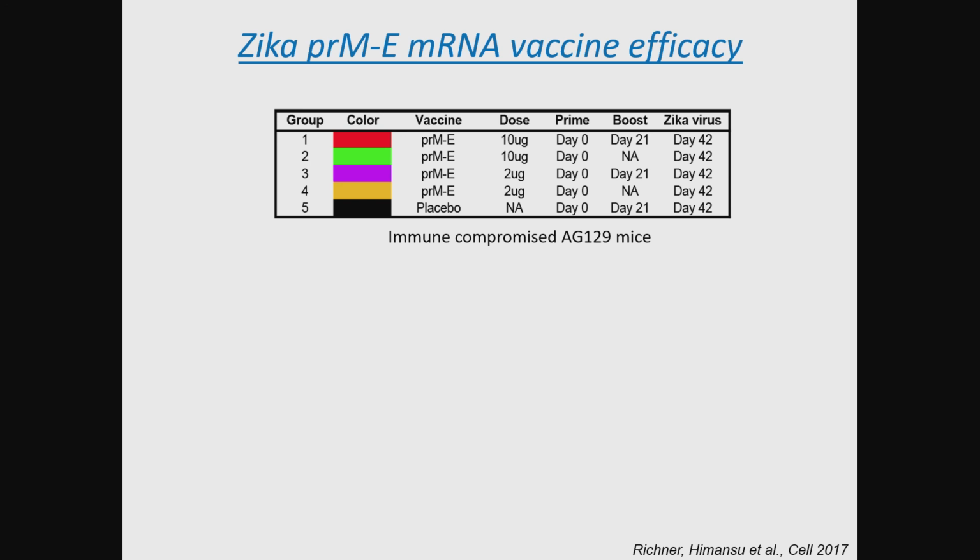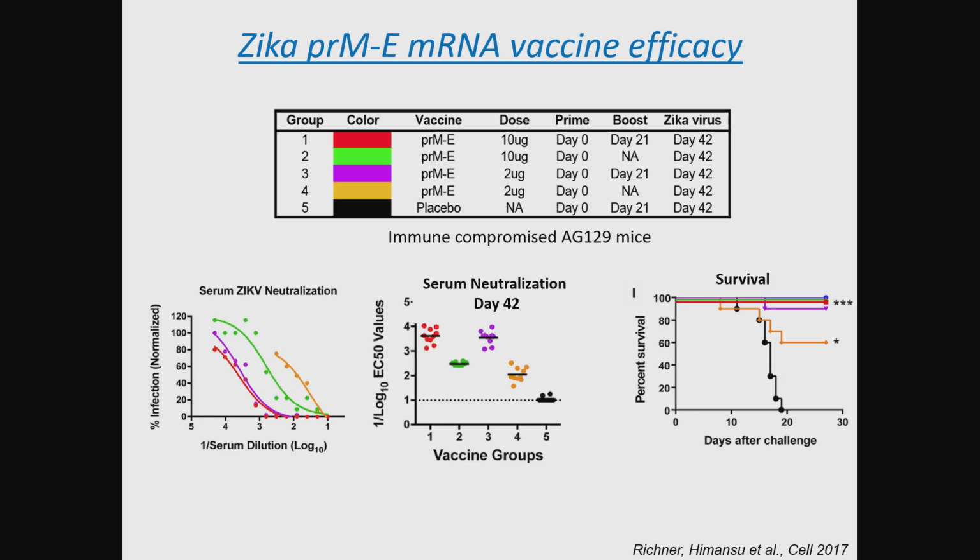So the first thing we did is to just test our vaccine efficacy in an immunocompromised AG129 mouse. And so we tried a high dose and low dose of the vaccine, either 10 micrograms or 2 micrograms, either a single administration or administration and then a boost 3 weeks later. And at 42 days post-vaccination, or post-initial vaccination, we analyzed the serum and then infected the mice with the virus.